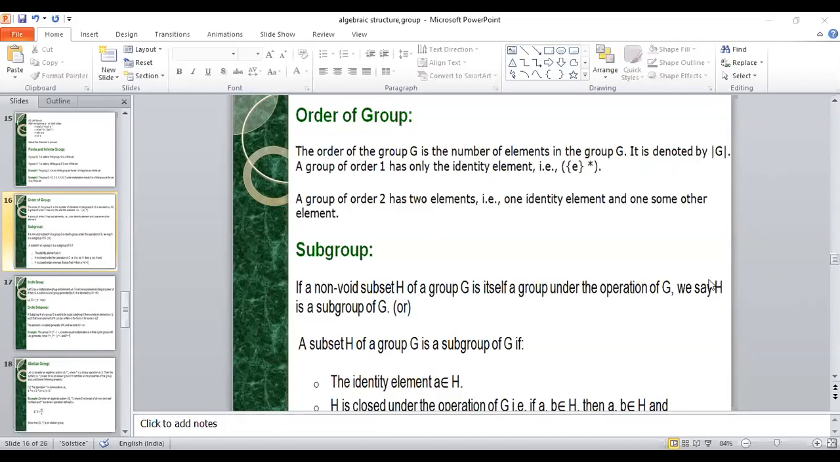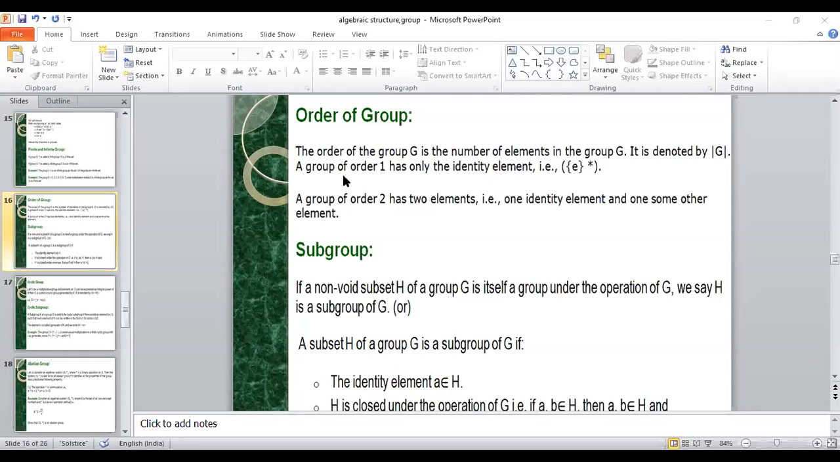First one, order of a group. So what is the order of a group? How do we say the order of a given group? The number of elements of a group G is called the order of the given group. So the order of the group G is the number of elements in the group G. It is denoted by |G|. The symbol denotes the number of elements of this group G.